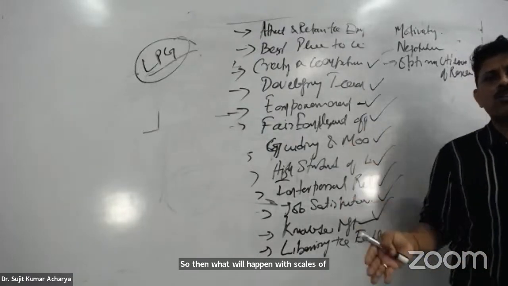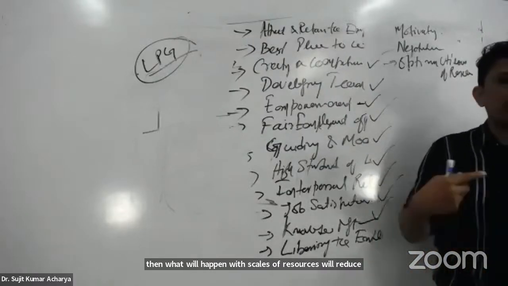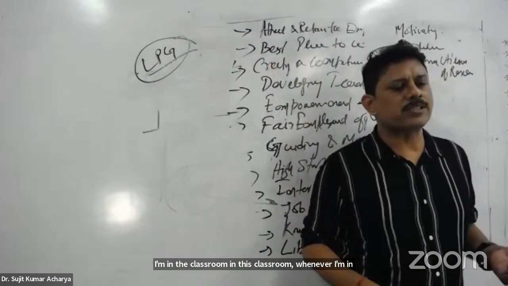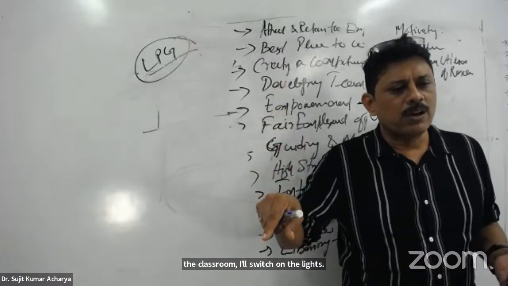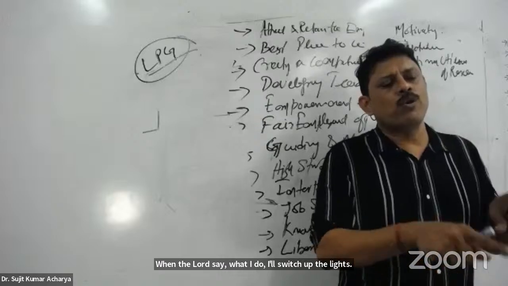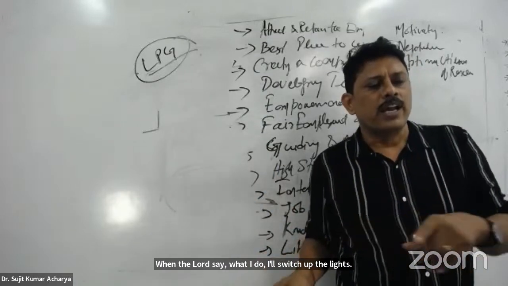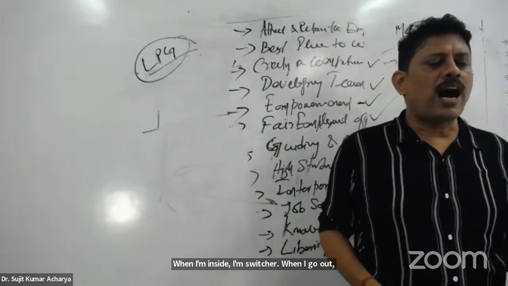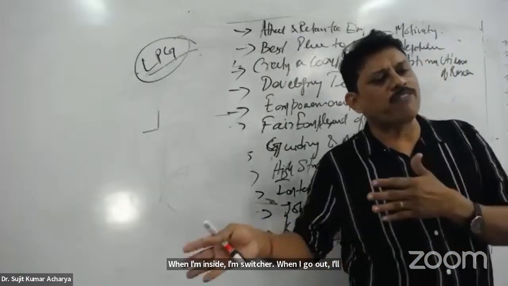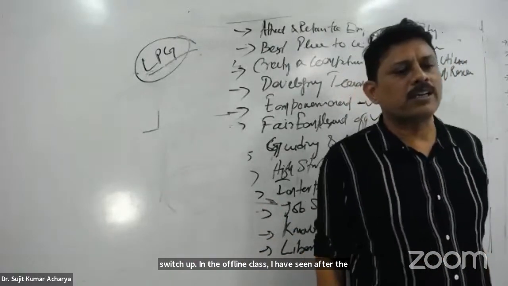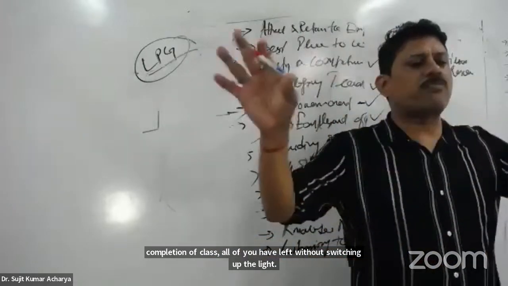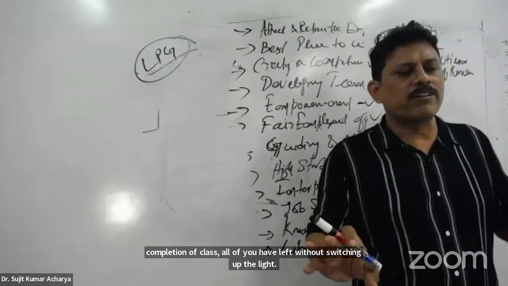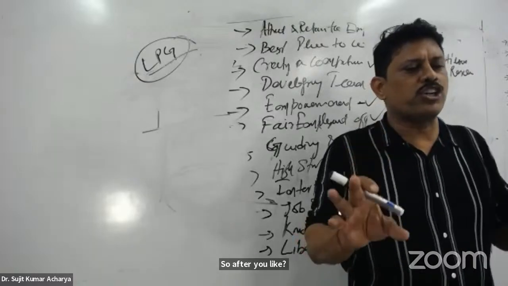I am in this classroom. Whenever I am in the classroom, I will switch on the lights. When I go outside, I will switch off the lights. When I am inside, I will switch on. When I go out, I will switch off. In the offline class, I have seen after the completion of class, all of you have left without switching off the light. So none have that kind of responsibility to switch it off.